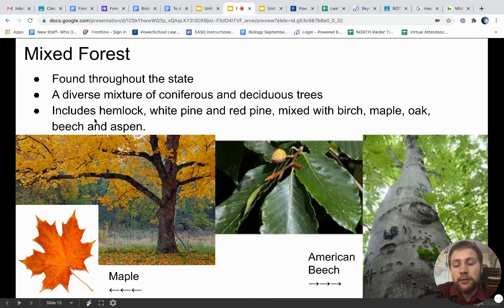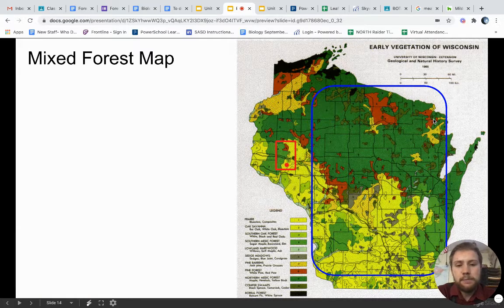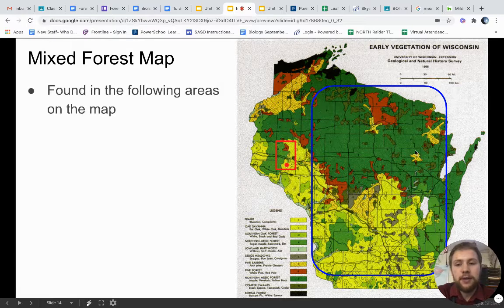But we could also include conifers like hemlock and white pine and red pine, along with birch, another deciduous tree, and some varieties of oak and aspen in the mixed forest. Essentially, the mixed forest is like everything combined in a transitional area. So the mixed forest can occur in many, many different parts of the state.